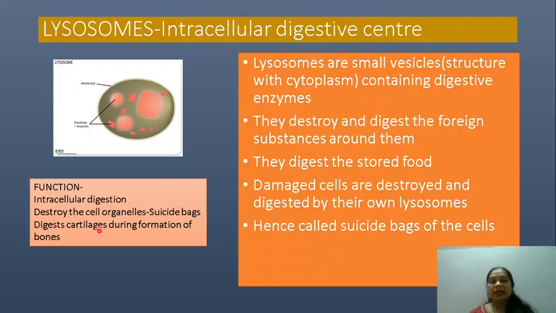They digest the cartilages during the formation of bones. When the baby is growing up, initially there are small bones known as cartilages. Now these cartilages get digested and they get formed into bones. So this is done with the help of lysosomes.